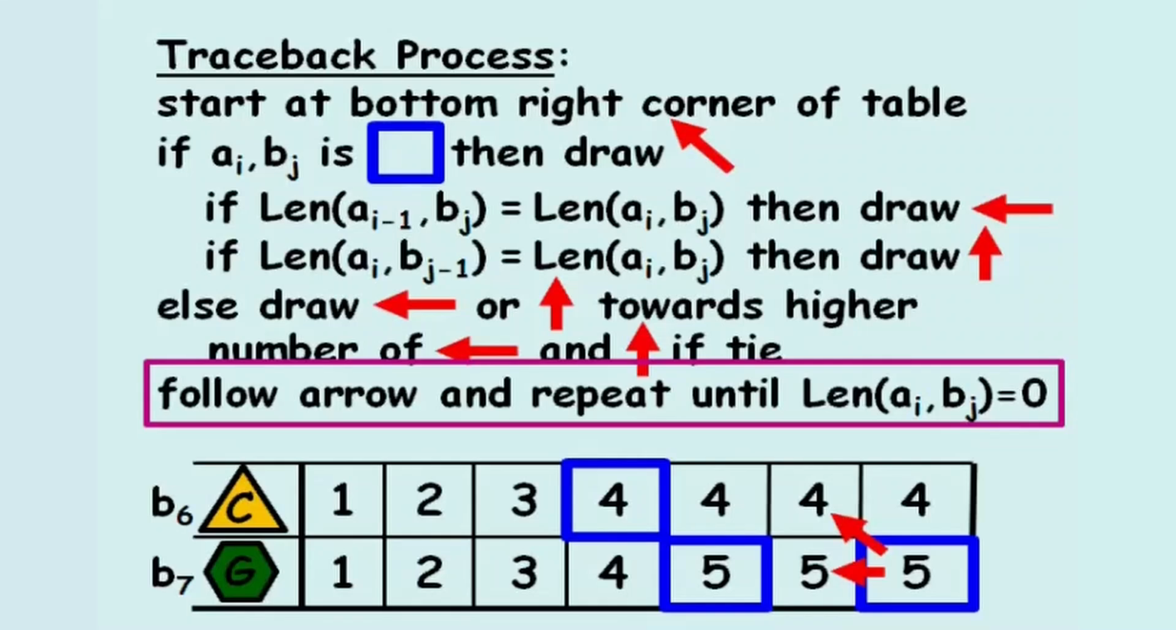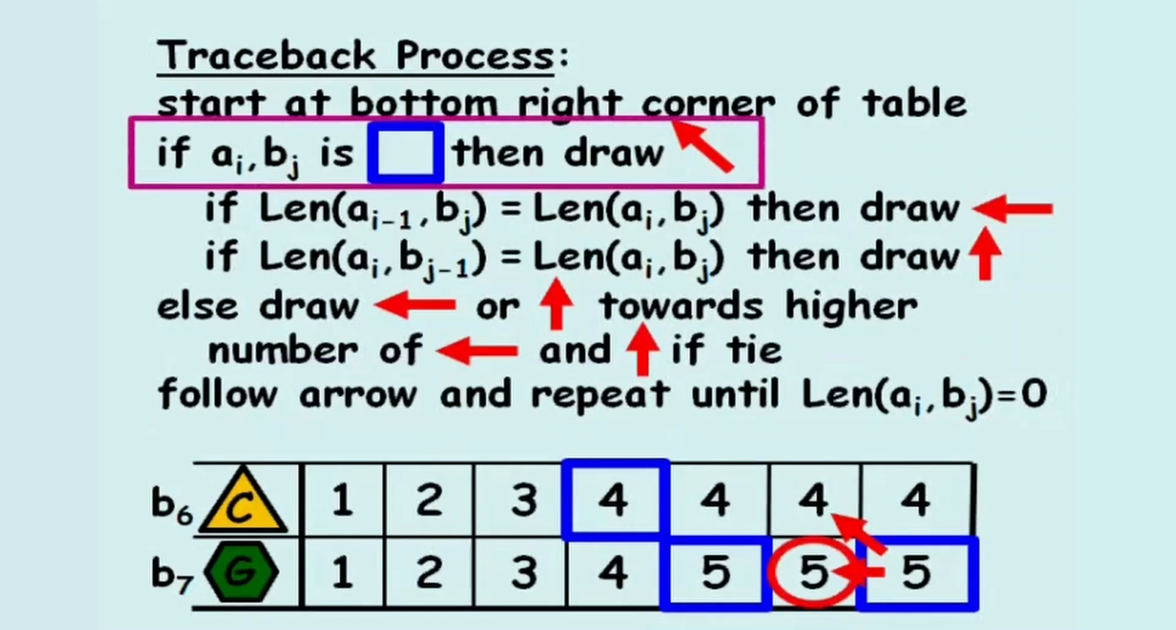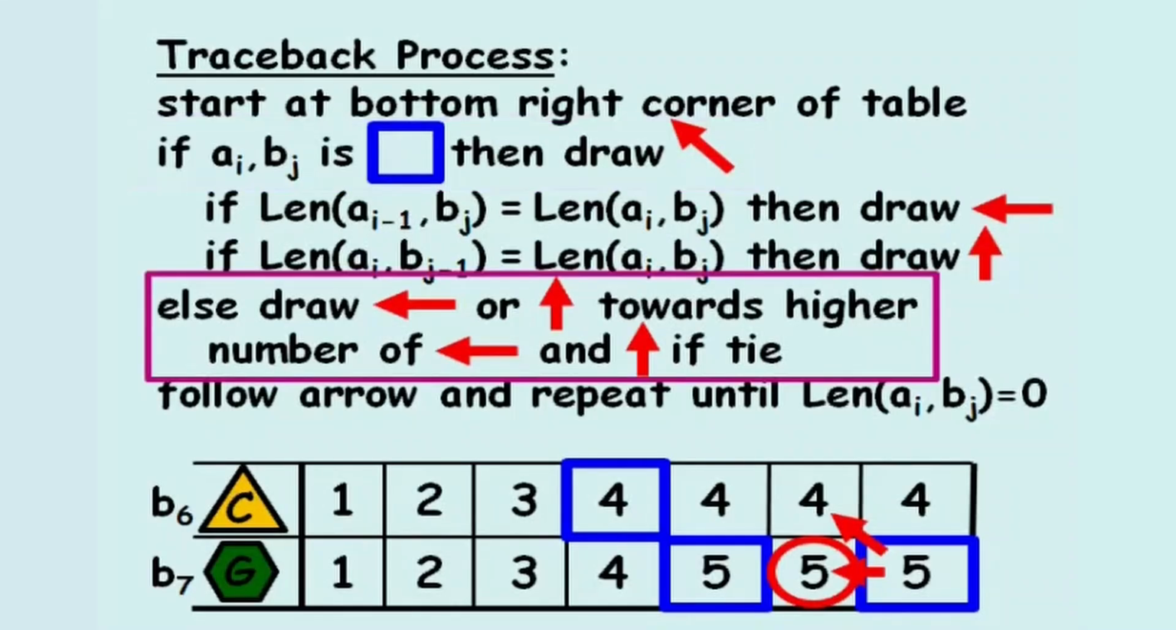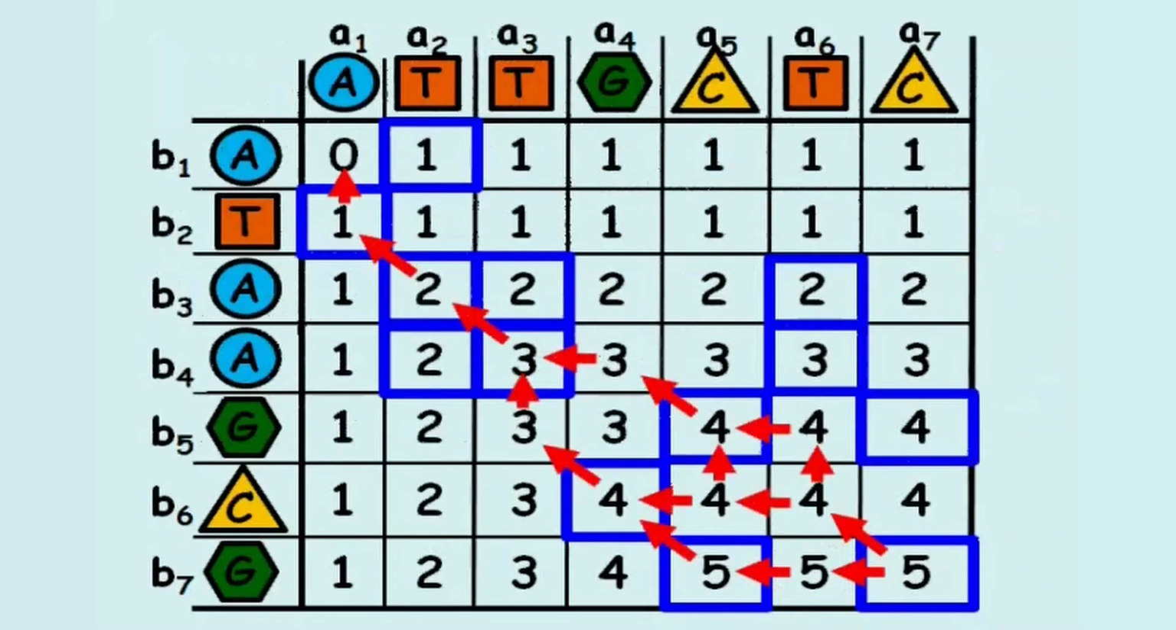If we next perform the traceback for the cell containing the 5, this cell is not a matching base pair, so we can skip the if clause and move down to the else clause, which instructs us to draw a left arrow or an up arrow to whichever cell has the greater value, which in this case would be to the left, since 5 is greater than 4. After completing the traceback for all the cells, we notice the optimal solution of length 5 is non-unique.